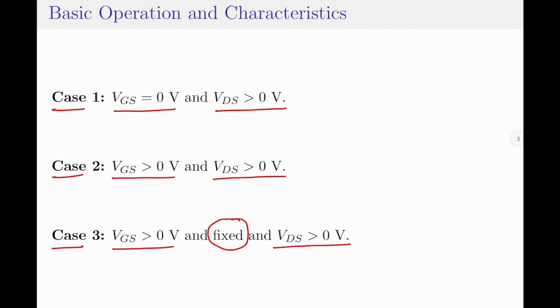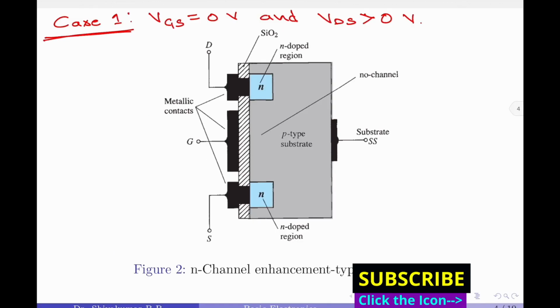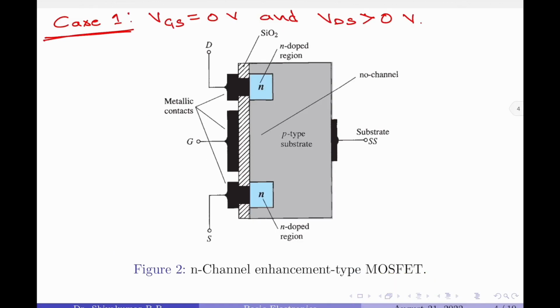Let us now understand the behavior of the device under these three cases. Let us start the discussion with case 1 first, which is for the condition gate to source voltage is 0 and drain to source voltage is greater than 0. Since this is an enhancement type MOSFET, the absence of the channel will cause the device current to be effectively 0 if the value of the gate to source voltage is 0.